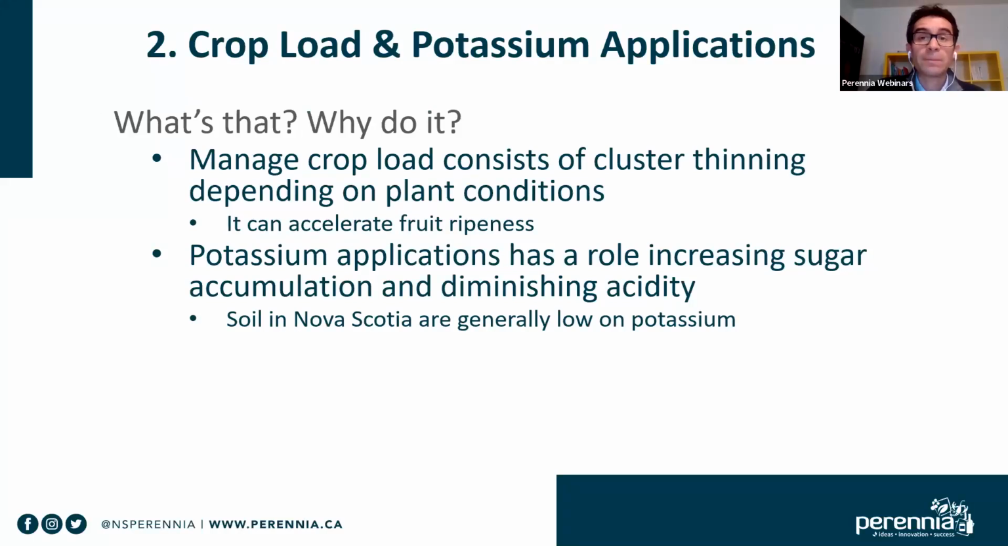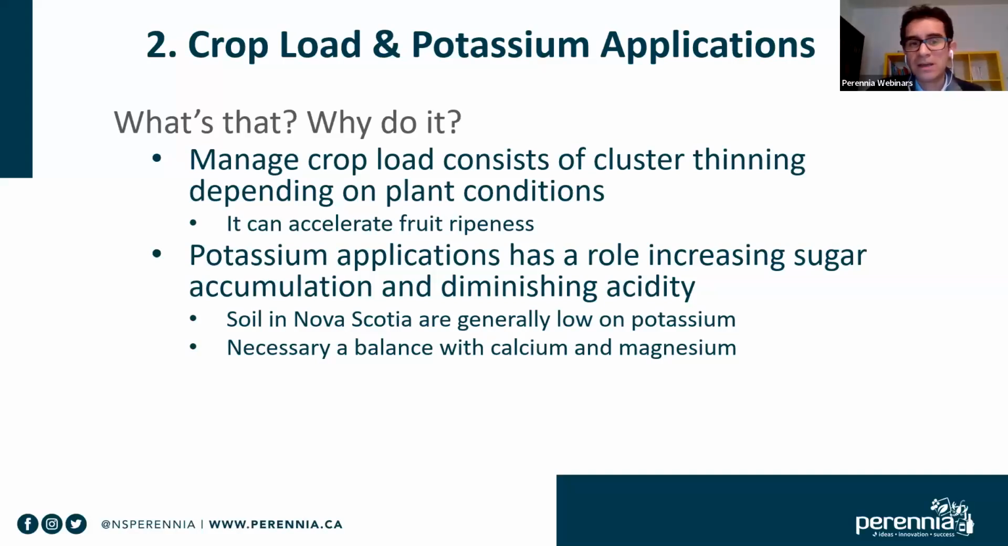Now I will move to the crop load and potassium application. What is that and why do it? Managing the crop load consists of cluster thinning depending on plant conditions. It can accelerate fruit ripeness. This is one of the biggest advantages of doing crop thinning at the right times. Potassium applications also have a role in increasing sugar accumulation and diminishing acidity. As you know, soils in Nova Scotia are generally low in potassium. So it's necessary to balance it with calcium and magnesium.